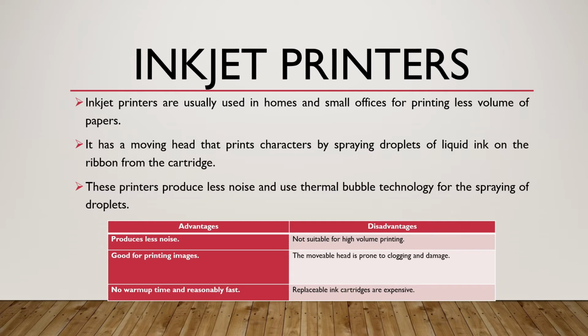Firstly, inkjet printers. These are usually used in homes and small offices to print small volumes of paper. It has a moving head that prints characters by spraying droplets of ink on the paper from the cartridge. These printers produce less noise and use a thermal bubble technology for spraying of droplets.